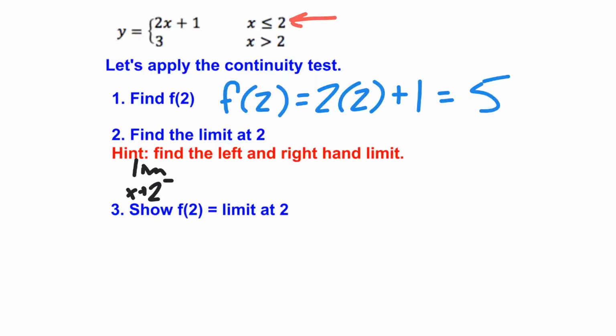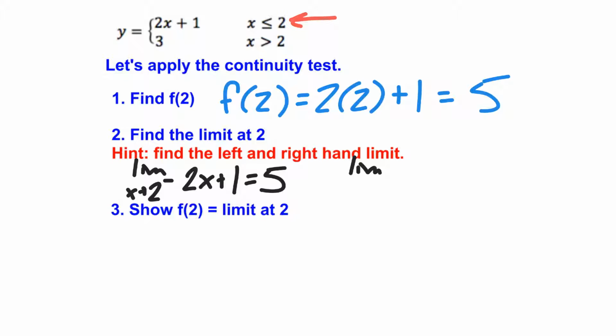So since it is continuous from the left-hand side approaching 2, I'm going to take that 2 and plug it into that equation, the 2x plus 1. Basically, it's working out to be the same thing I just did. 2 times 2 is 4, plus 1 is 5.